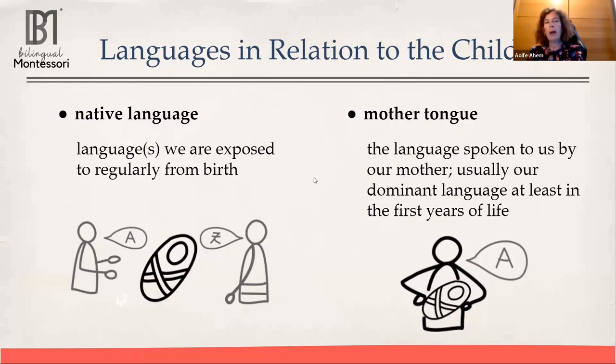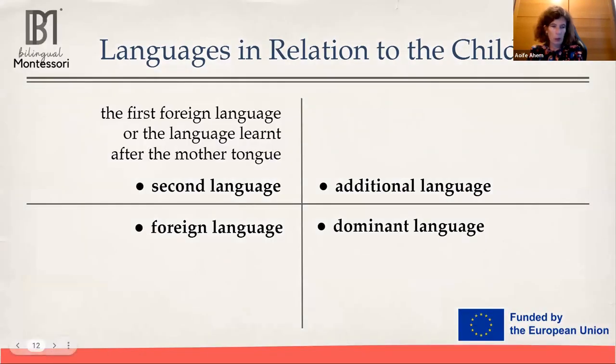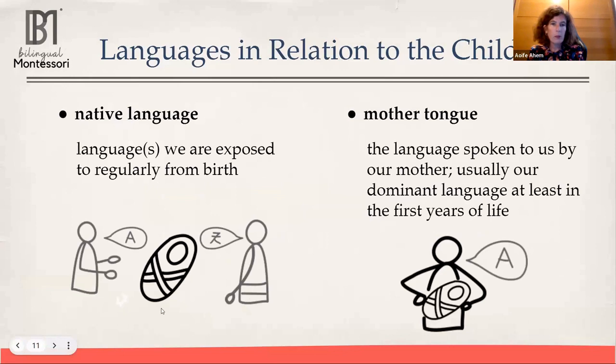So a child may have a mother tongue, which is the same as their native language, or they may have several native languages in addition to the mother tongue. That's probably not the usual situation, but it can happen.